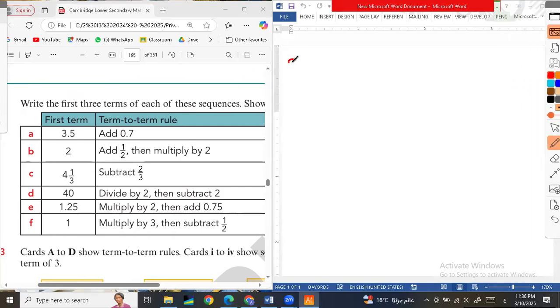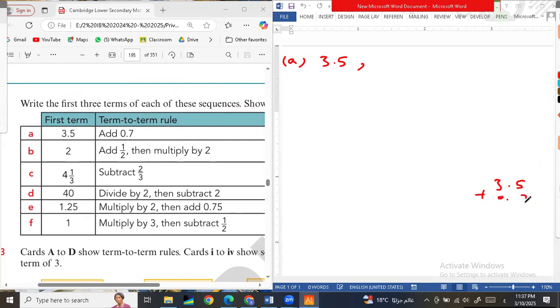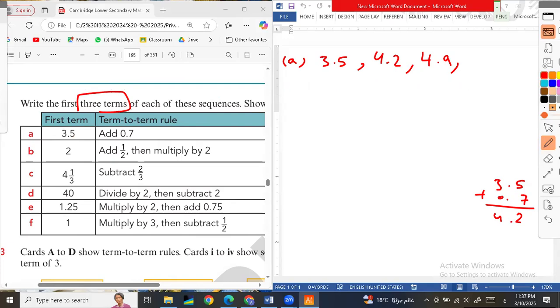The first one, which is question A, they're saying the first term is 3.5. What is the term-to-term rule? They're saying add 0.7. So I'm adding it to the 3.5. If you cannot do it mentally, you can just add normally, which is going to give you 4.2. So the next one is 4.2. Then you add 0.7 again to it, which is going to be 4.9. That's it. They wanted only the first three terms. So here you go.